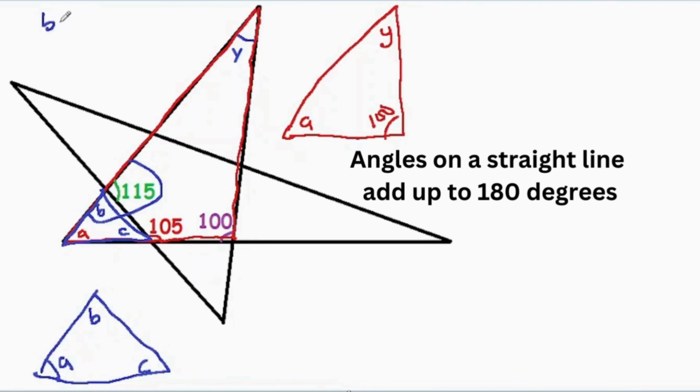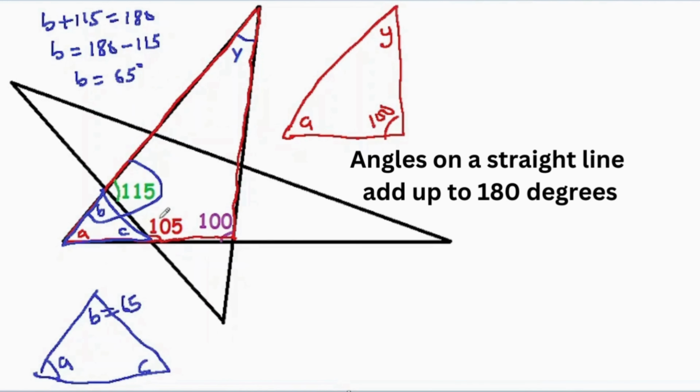So we have B plus 115 is equals to 180. So what's our B? If we subtract 115 from both sides of the equation, that will be 180 negative 115, and B is going to be 65 degrees. So let's put it down here, 65 degrees.